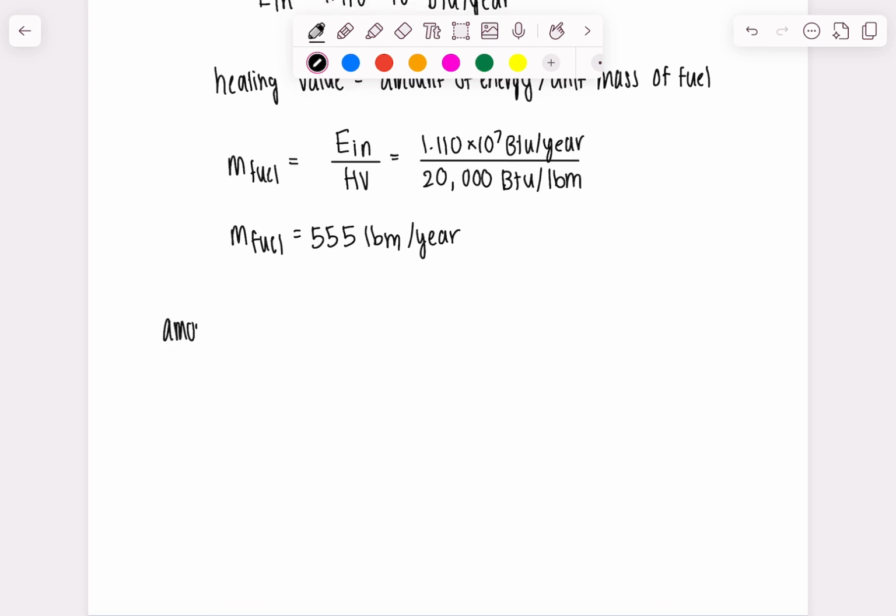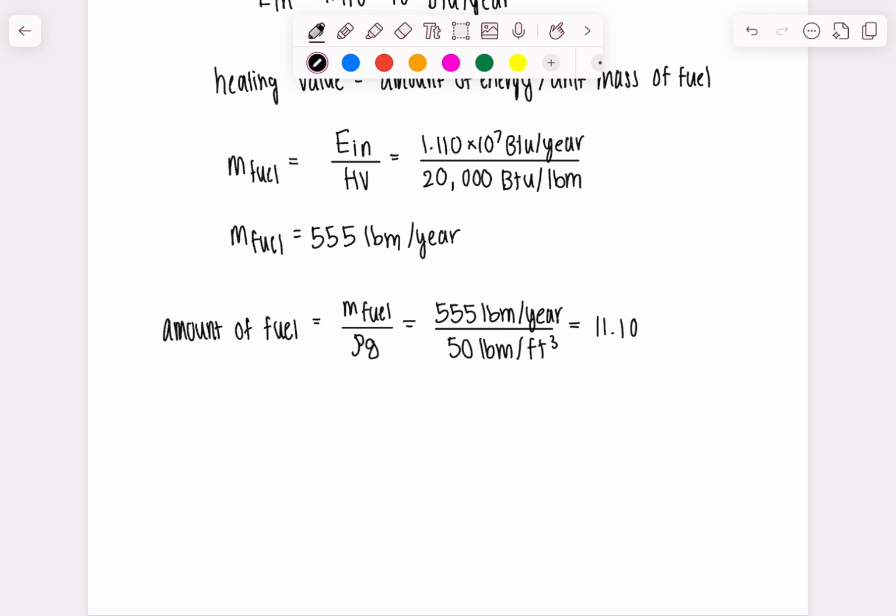So our amount of fuel equals our m fuel over the density of the fuel or the gas, same thing. So that's going to be equal to 555 lbm per year over 50 lbm per foot cubed. And that's going to be equal to 11.1 foot cubed per year.